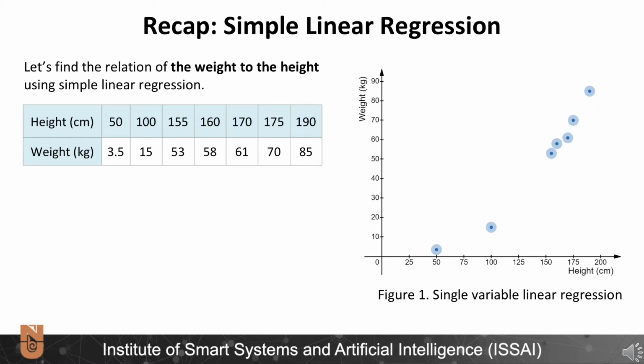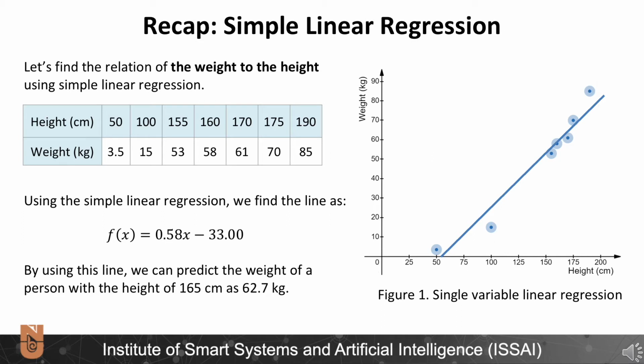To see how formulas of simple linear regression work, let's look at an example where we need to find the relation of the weight to the height. Data points are given in the table and shown in Figure 1. By using the simple linear regression, we find the line as f of x is equal to 0.58x minus 33. By using this line, we can predict the weight of a person with a height of 165 centimeters as 62.7 kilograms.